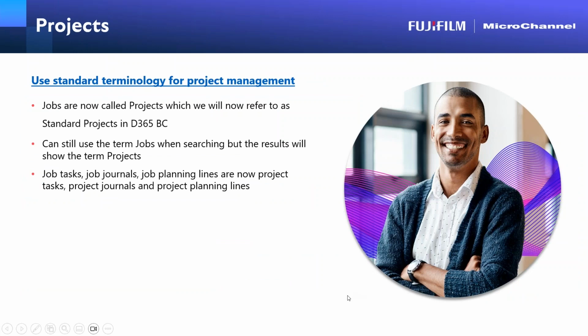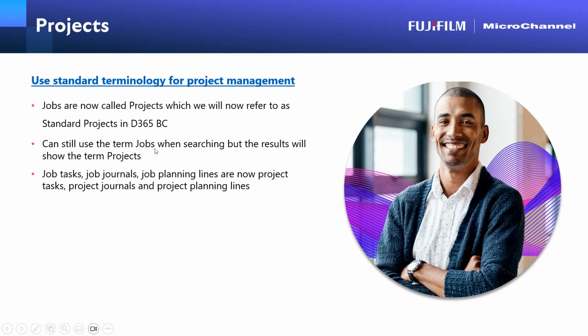The next one is projects. They have spent a lot of effort on the projects module, and the big thing is they've now changed it from jobs to projects. If you go searching and type in the word job, it will now just show projects. From a Microchannel point of view, we're going to call projects within Business Central, the standard version, standard projects. The reason is we do have an advanced projects module, but the old jobs module we will now refer to as standard projects.